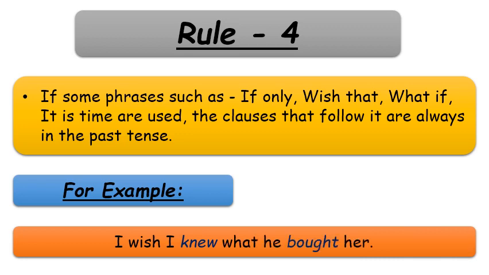To clarify it, let's see the example. I wish I knew what he bought her. Here in this example, you can see that I wish I knew is the principal clause, and what he bought her is the subordinate clause. As you see, in the principal clause the phrase wish is used. That is why in both the clauses we have used the past tense according to the rule.